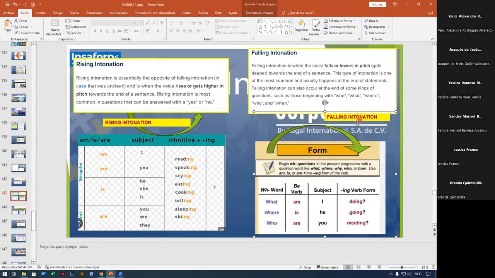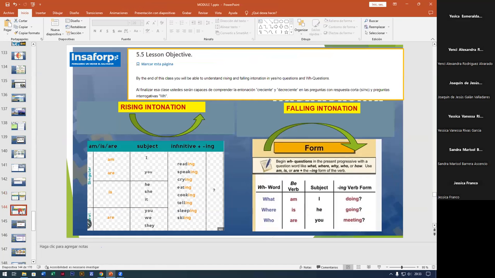So we have here falling intonation, like here. Y podemos observar acá, ¿verdad? La flecha, ¿cómo va? Acá, de más elevado hacia abajo. WH question, remember it goes like, what am I doing? Where is he going? Who are you meeting? Al inicio se coloca la mayor fuerza de voz, se incrementa el tono y va poco a poco disminuyendo. Now, let's check here in our next part.